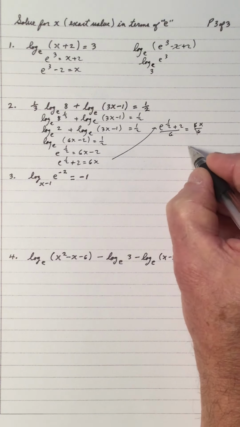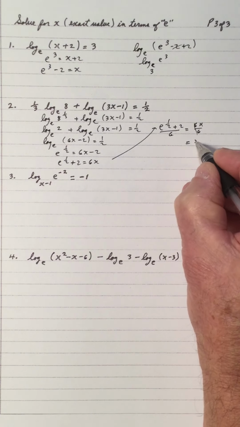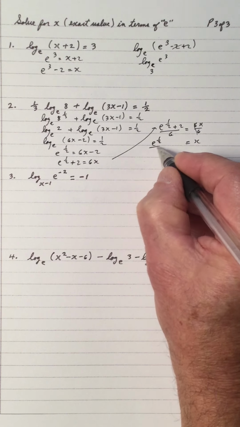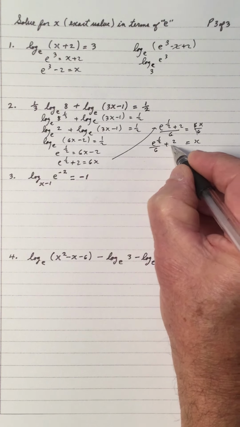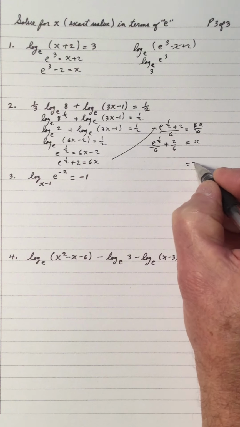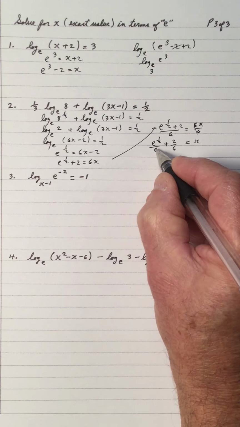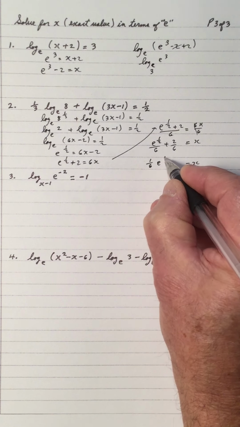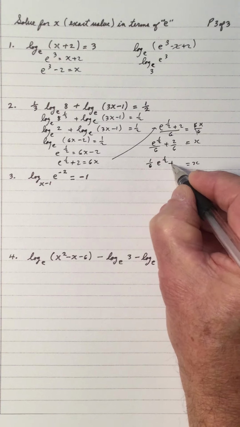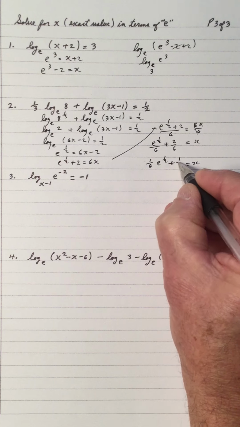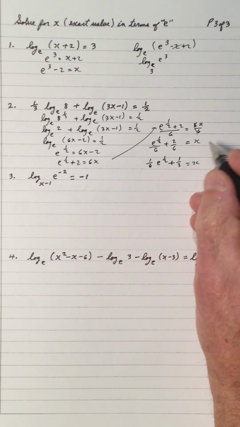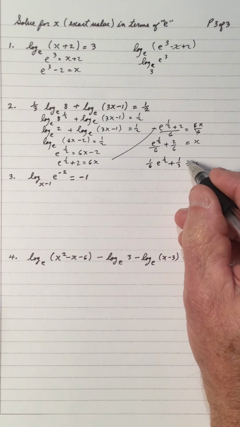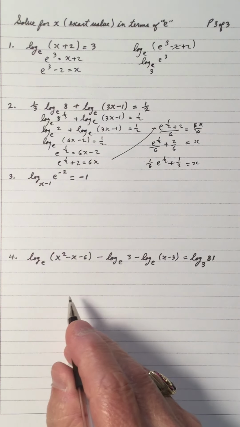6x divided by 6, they cancel and I get an x. So this is e to the half divided by 6 plus 2 divided by 6. So e to the half divided by 6 is the same as 1/6 e to the half. And 2 divided by 6 is 1/3. So x equals 1/6 of e to the 1/2 plus 1/3 is the exact value for x.